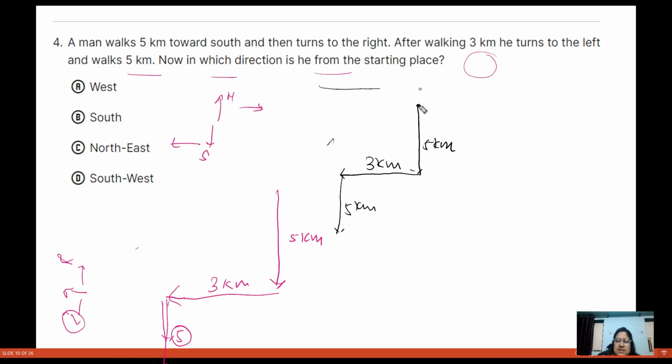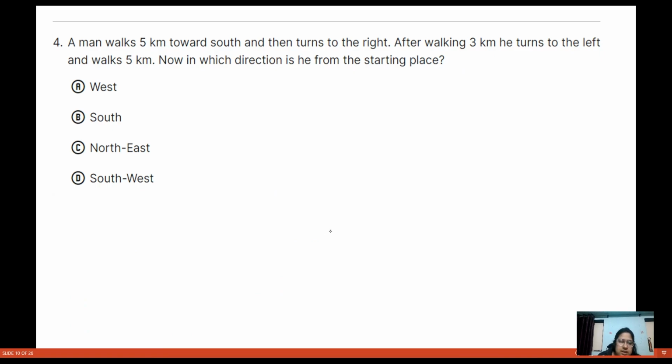So, starting place is this. This is definitely south, but which kind of south? Southwest. So our answer is southwest. Fine. So this is how we can calculate this. Now let's move forward.